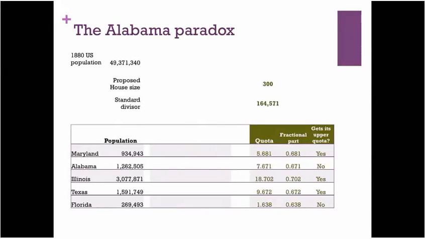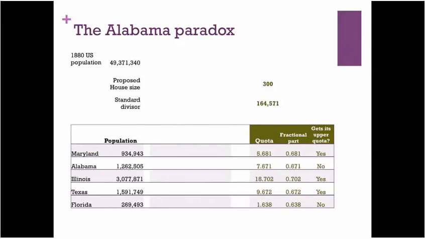Okay, so now when you go to do the cutoff, it turns out that 3 of these 5 states will get their extra seat. That is to say, they'll get their upper quota. And the 3 that qualify happen to be Maryland, Illinois, and Texas. And then the remaining states with smaller fractional parts do not get their upper quotas.